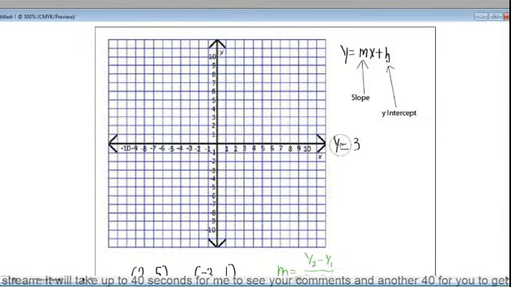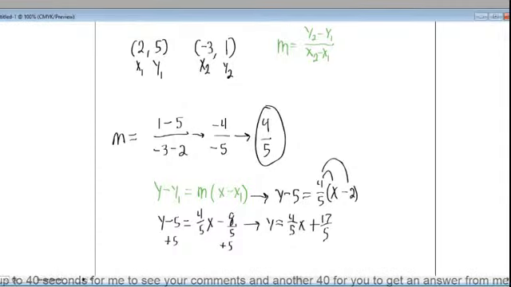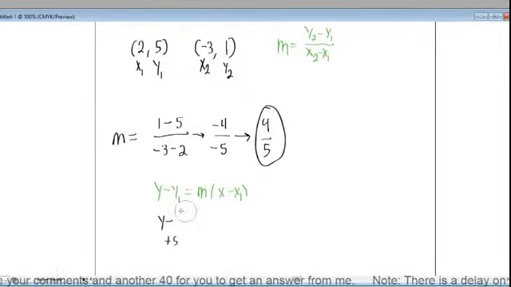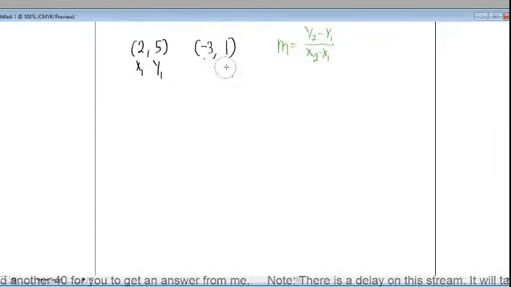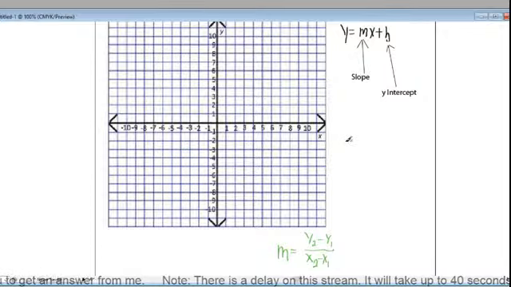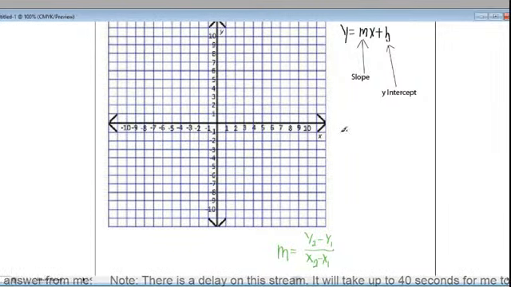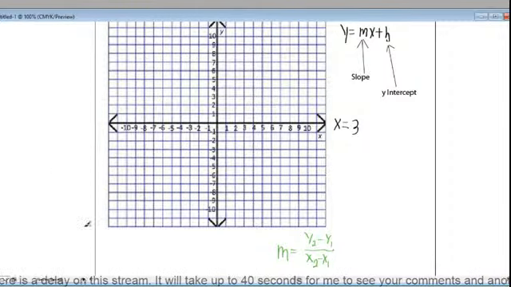So instead of having y equals 3, what if we had x equals something? Oh, and I guess I'll have to take all that out again. Okay, so what if we just had x equals something instead of y equals something? So x equals, same thing, 3. That's easy enough to graph, just like before.